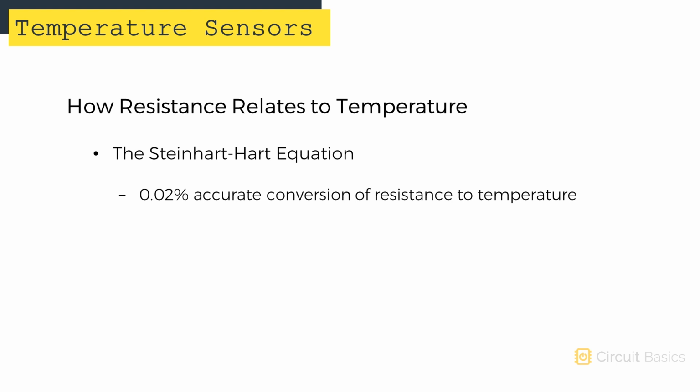Before we jump into the sketch, we need a little background information about how a thermistor's resistance is related to temperature. Unfortunately, it's not a simple linear relationship. It's logarithmic. The precise relationship is best modeled by a formula called the Steinhart-Hart equation. The Steinhart-Hart equation describes the temperature-resistance relationship with about 0.02% accuracy.